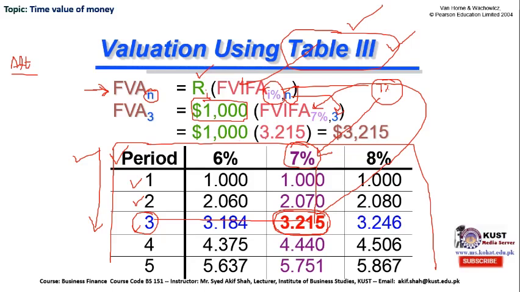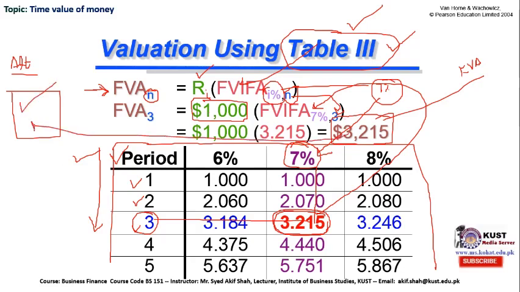You can simply multiply these two values and get the required answer, which is 3,215. This is our future value of ordinary annuity. Suppose the investor is looking to invest in this bank opportunity, which is asking you to deposit $1,000 at the end of each financial year, which will compound at the rate of 7% annually. Then at the end of 3 years, this investor will get $3,215 in his bank account.